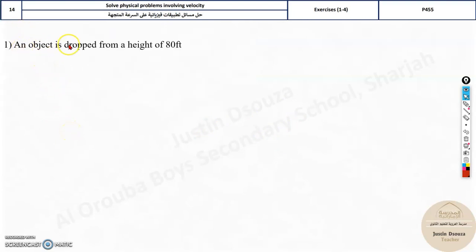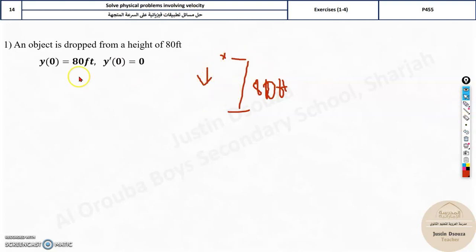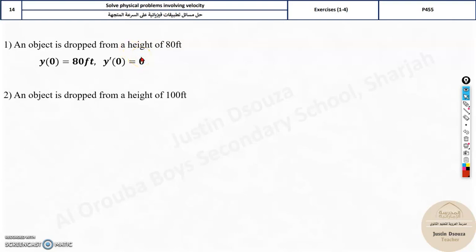Over here, the first one: an object is dropped from a height of 80 feet. What does that mean? It is being dropped from a height. The position we know, it's from somewhere here, 80 feet is the initial position. Do we know the velocity? Is it mentioned? No, nothing else. Only the initial position. So the initial position is 80 feet, whereas the velocity is unknown, so we just write it as 0.